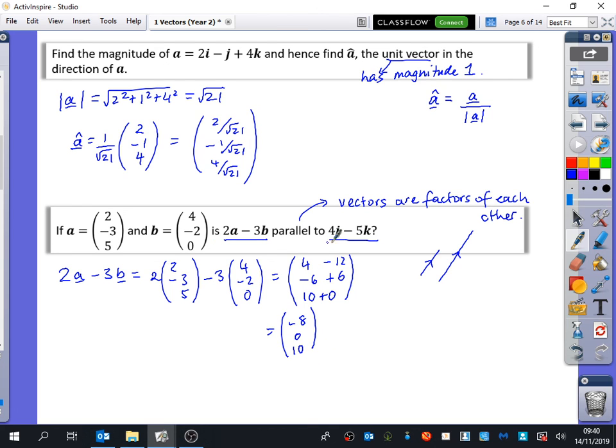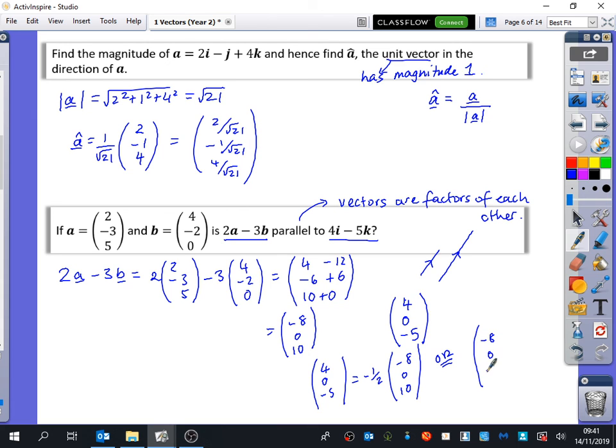Now we need to decide whether this is parallel to this. So the other one that we've got is 4i minus 5k, which is 4i, 0j, minus 5k. How can I try and see, are they parallel? Yeah, this one is minus a half of this one. So I could either write that 4, 0, minus 5 is equal to minus a half of minus 8, 0, 10. Or I could have written that minus 8, 0, 10 is equal to what? I could have written that it's minus 2 lots of 4, 0, minus 5. Either of these statements, and then say, so they are parallel.